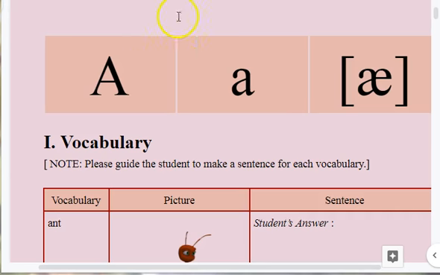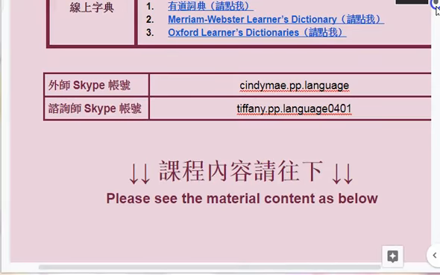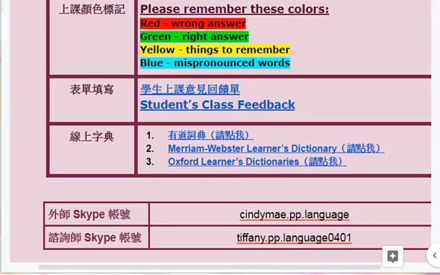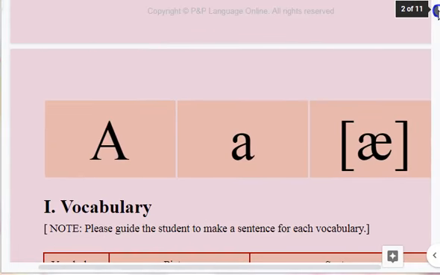Before we start with the lesson, I would like you to remember the following colors that we will use. Red for wrong answer, green for right answer, yellow for things to remember, and blue for the mispronounced words. So let's start now. We'll have the short A sound for our lesson.